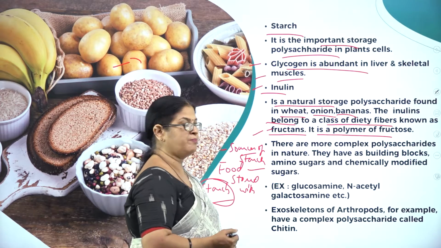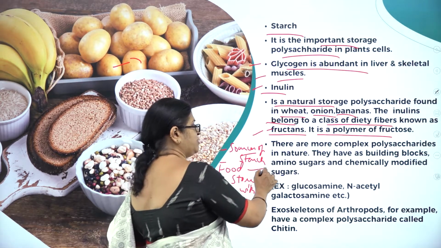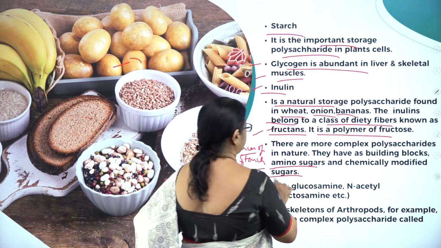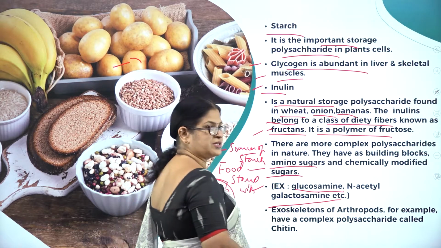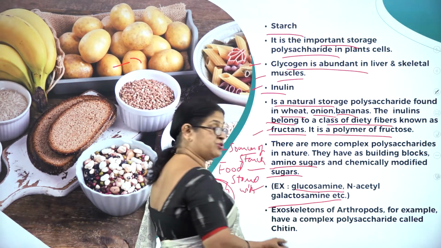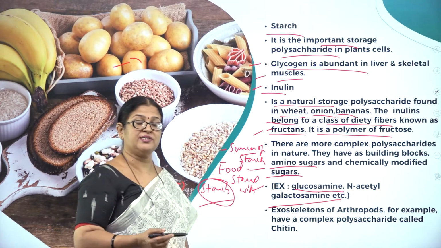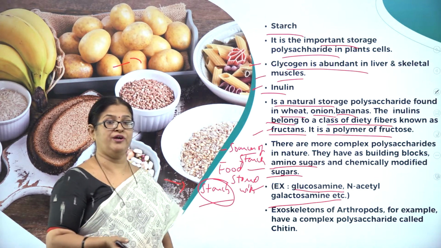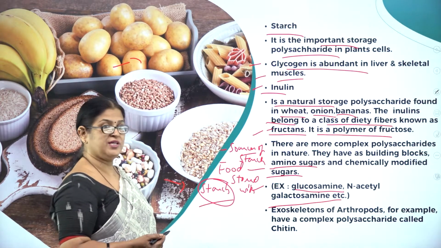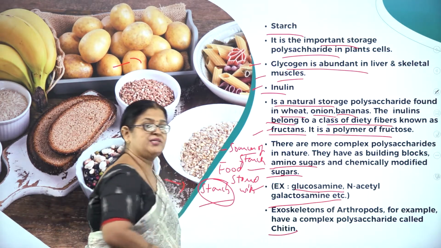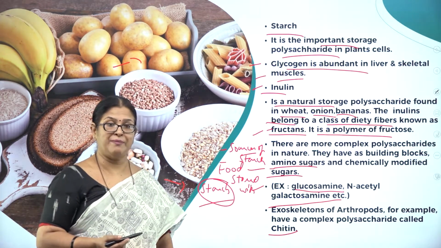Then there are more complex polysaccharides in nature. They have as building blocks amino sugars and chemically modified sugars, for example glucosamine, N-acetyl galactosamine, etc. Then the exoskeleton of arthropods. I think all of us know what an exoskeleton is. The skeletal structure that forms outside the body of arthropods, particularly insects, has a complex polysaccharide called chitin. So imagine the insects are able to survive in almost all climatic conditions.